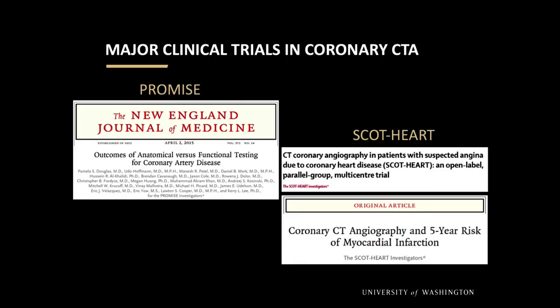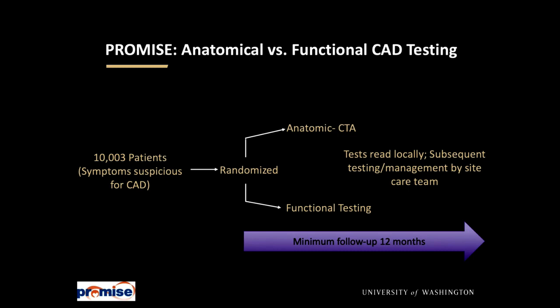So some of the major trials, PROMISE and SCOT-HEART, these are trials for stable chest pain. There are a lot of trials for acute chest pain in the ER, which I won't go over. These are just the stable chest pain CTA versus functional testing trials. PROMISE looked at over 10,000 patients with suspicious symptoms for CAD. These are low intermediate risk patients who had atypical chest pain. They randomized them to CTA versus functional testing and followed them for 12 months, up to 2 years, even 3 years. The important points are that those tests were read locally, and all subsequent testing or management changes were left up to the local providers taking care of these patients.